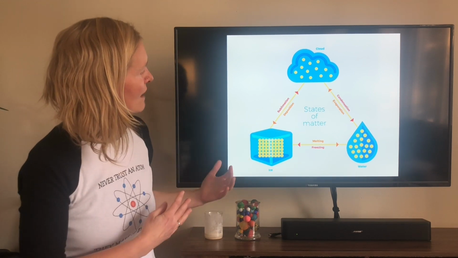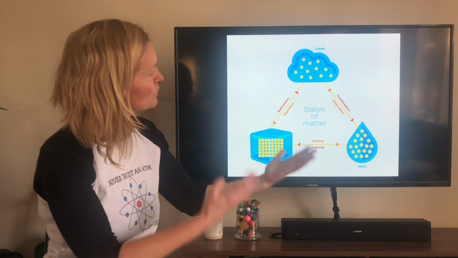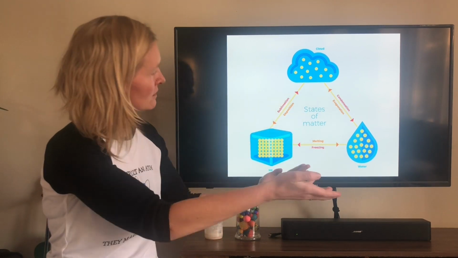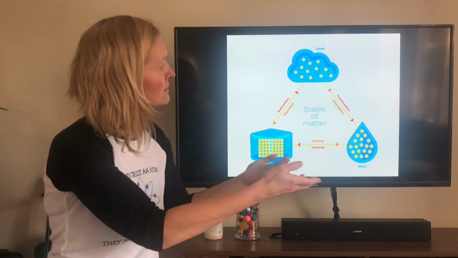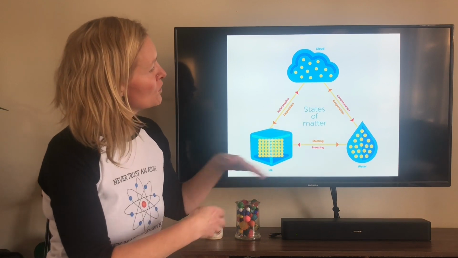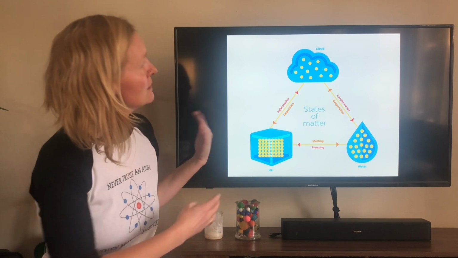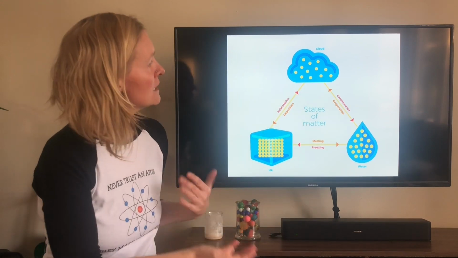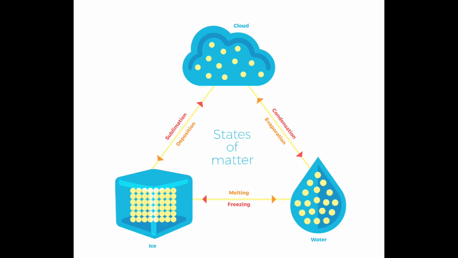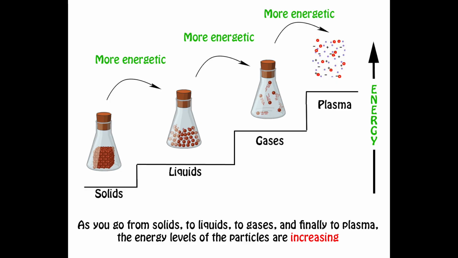So when you have a solid becoming a liquid, that is the melting that's happening. Vice versa, it's the freezing. When you have liquid going to gas, you have evaporation. When gas turns into liquid, it's condensation. When a solid goes from solid to gas, you have what's called sublimation. And a gas to solid is called deposition.